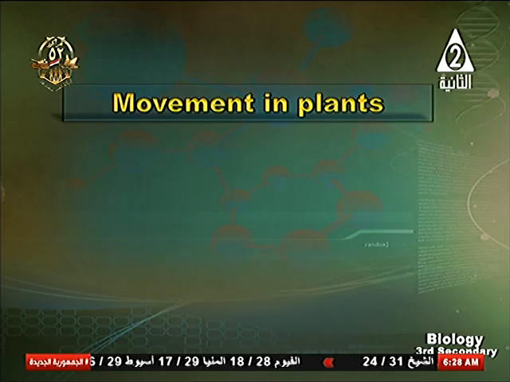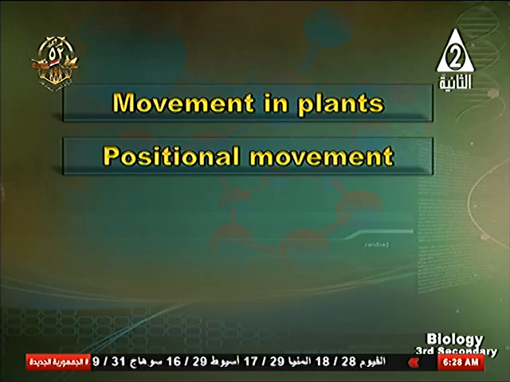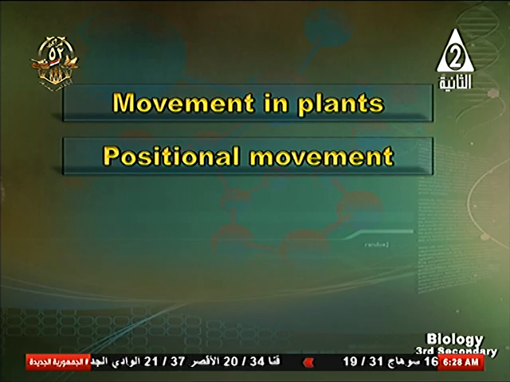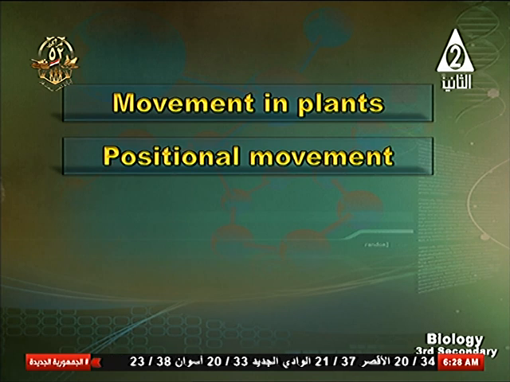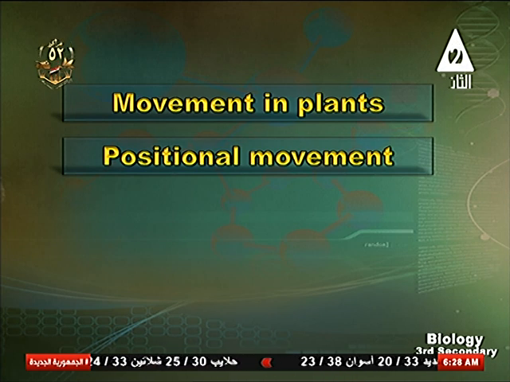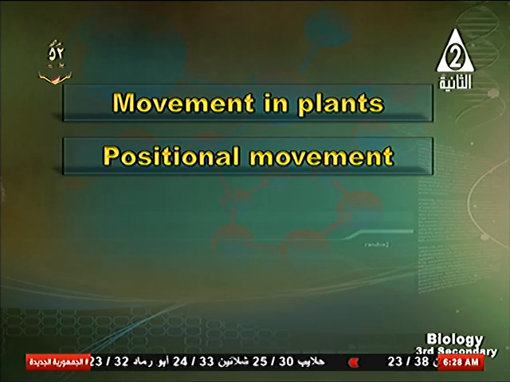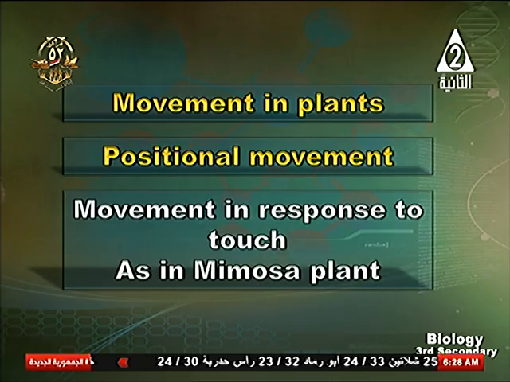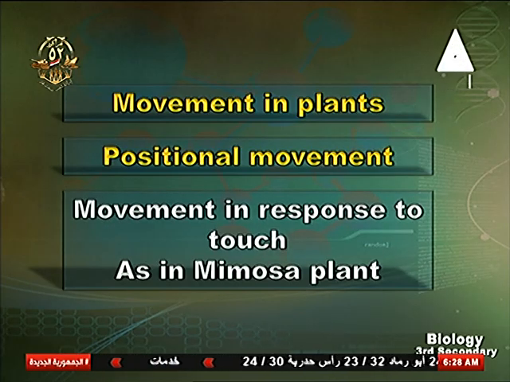Now we will speak about movement in plants. We will speak about some types of movement in plants. The first type is positional movement, and there are many examples of this one. The first example is movement in response to touch, as in the mimosa plant.